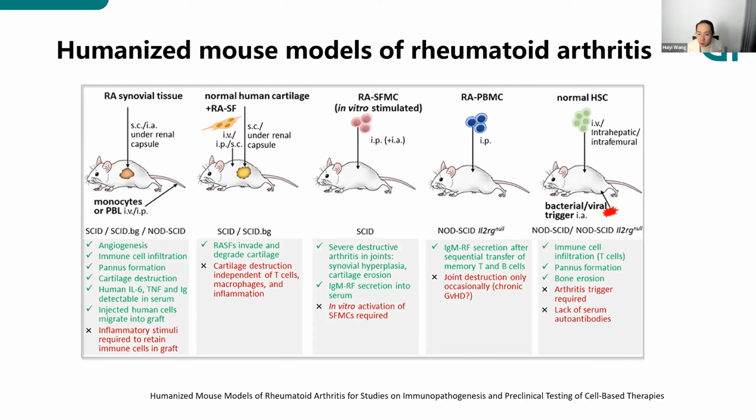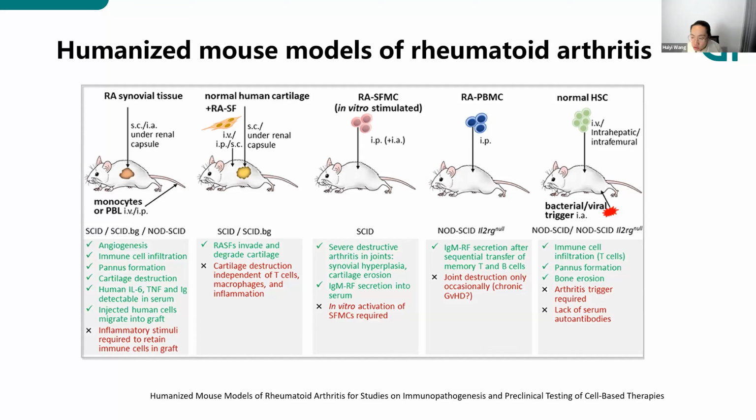Of the 5 main approaches to development of humanized mouse models of RA, firstly, transplantation of RA tissue or in vitro injection of peripheral blood lymphocytes or monocytic cell lines, and secondly, co-implantation of normal human cartilage and RA patient derived fibroblasts.